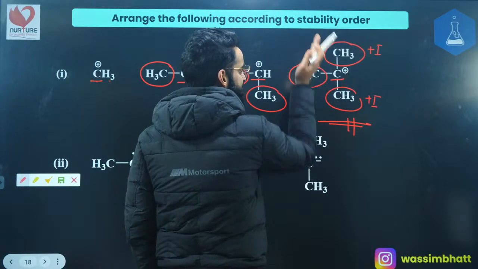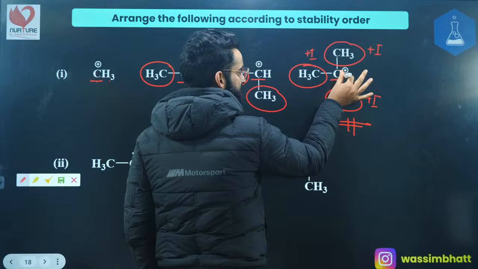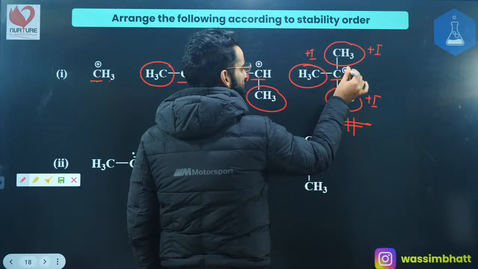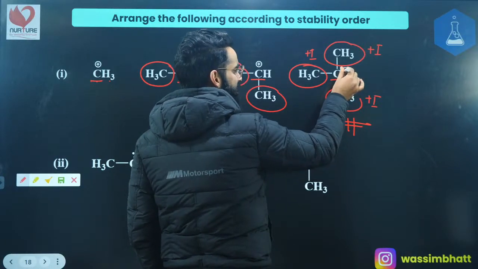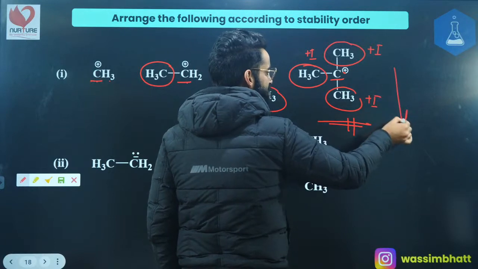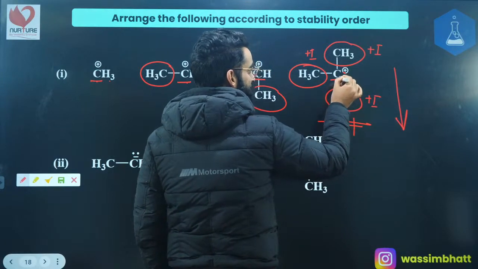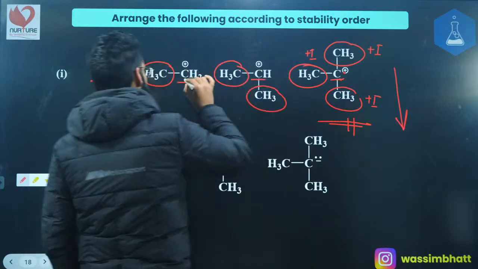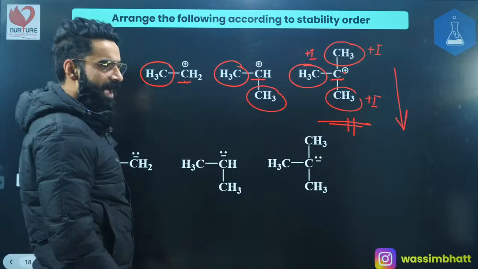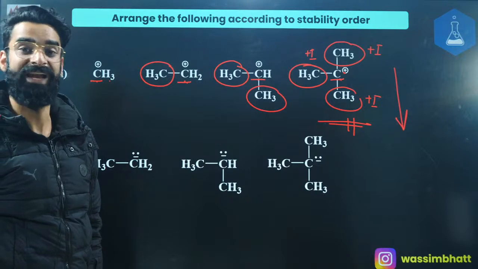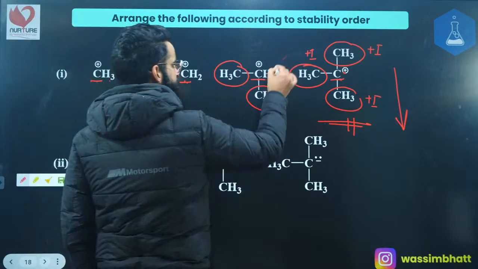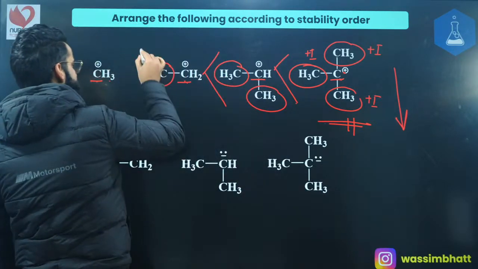So on 3 sides, electron density is being pushed towards this carbon, due to which the magnitude of positive charge on this carbon would have got decreased, right? Yes, the magnitude of positive charge on this carbon would have got decreased as compared to this carbon, as compared to this carbon, right? And wherever magnitude of positive charge will be less, stability is more. So this is the stability order.